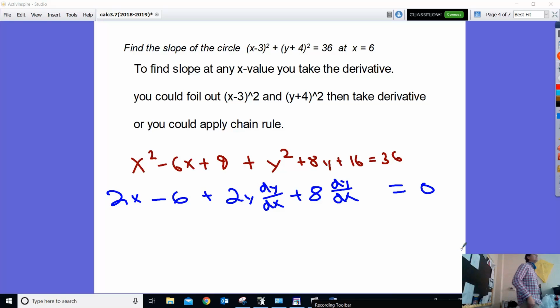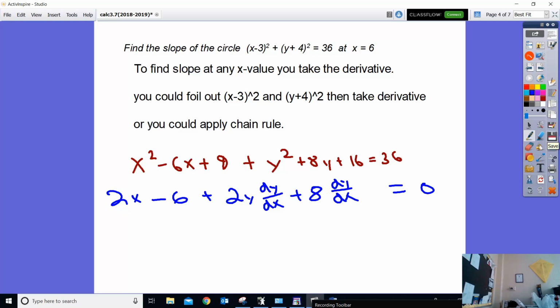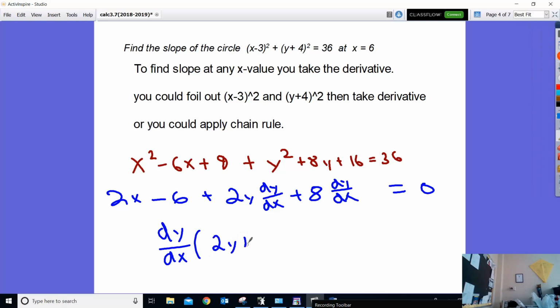Anyways, where were we? Oh yeah, dy dx on one side, everything else on the other. 2y and 8, I kind of feel like being a little lazy here and saving a lot of text. Can I just go ahead and pull dy dx from 2y and 8? dy dx, parentheses 2y plus 8. And the rest of that stuff goes on the other side, so the sign changes. And you're basically done with this problem, except for the actual application issue going on here.